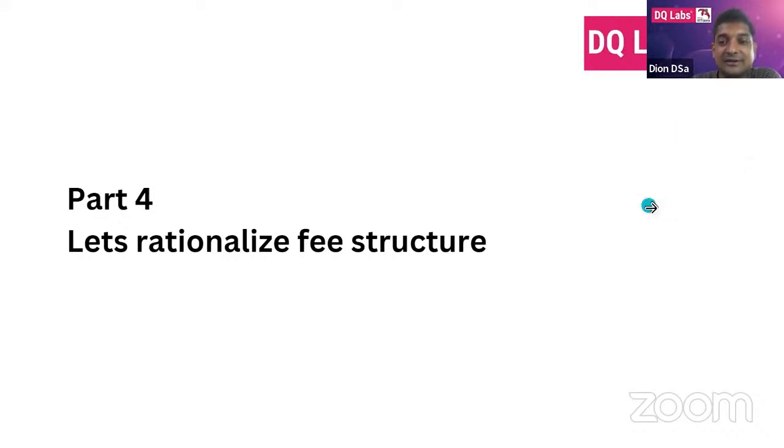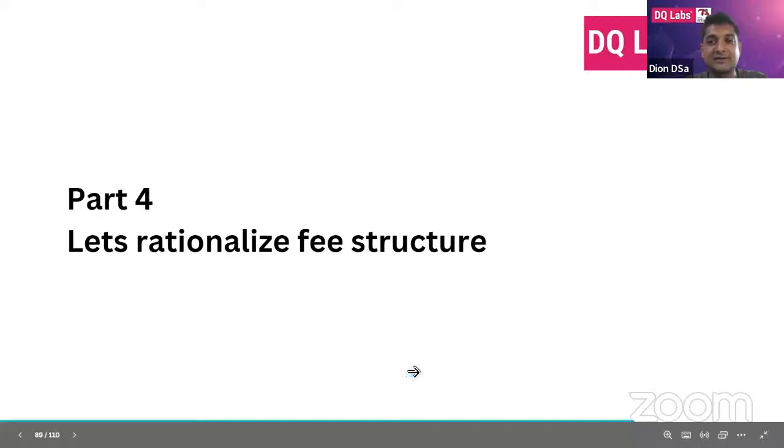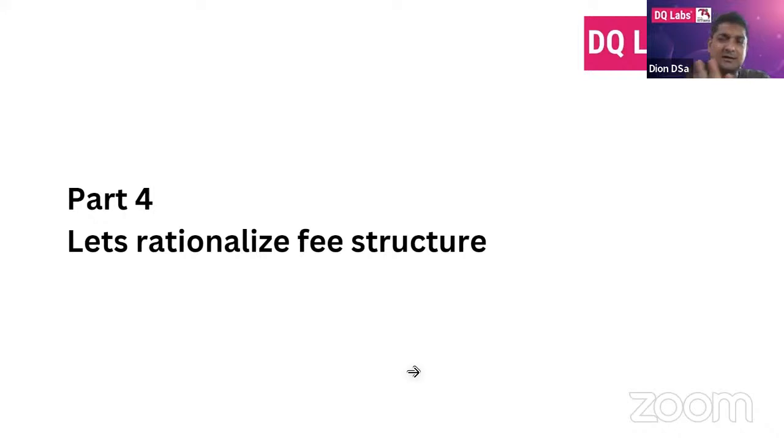So let's rationalize the fee structure. Does anyone here know the fee structure of an NID or IIT per year? Let's say annual fee structure: NID, NIFT, IIT, right? What would your guess be? What is the fee structure?